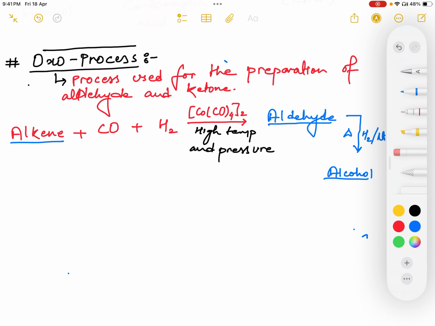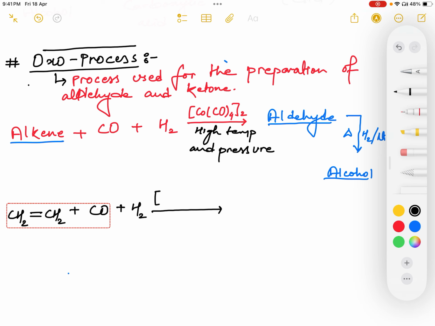So you might have the same question in aldehyde as well, because of the process of conversion of alkene to aldehyde. Let me explain this with an example. Let's take CH2 double bond CH2, and we have carbon monoxide, CO, and hydrogen in the presence of cobalt tetracarbonyl. Okay, what will happen? What will form?